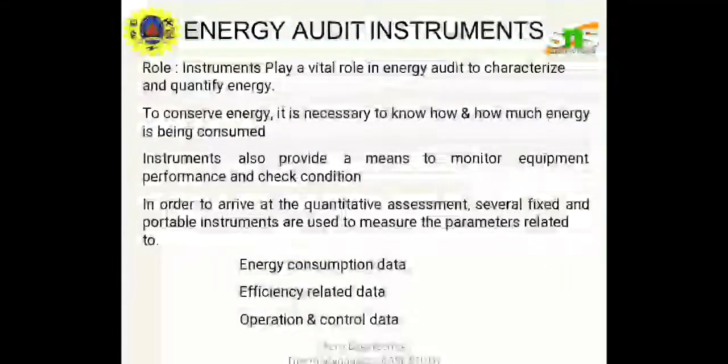These are energy audit instruments. Instruments play a vital role in energy audit, categorizing and quantifying energy. To conserve energy, it is necessary to know how and how much energy is being consumed. Instruments also provide a means to monitor equipment performance and check condition. In order to arrive at a quantitative assessment, several fixed and portable instruments are used to measure parameters related to energy consumption data, efficiency related data, and operation and control data.